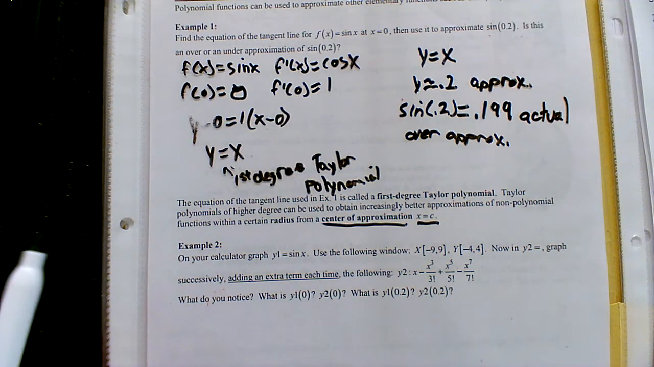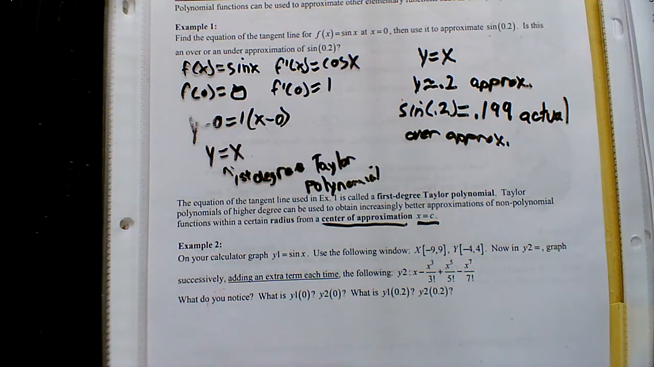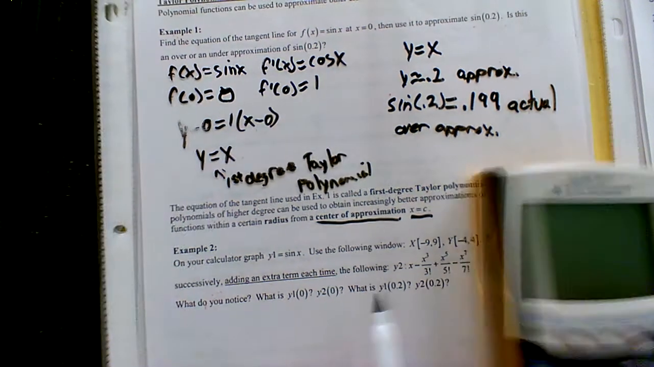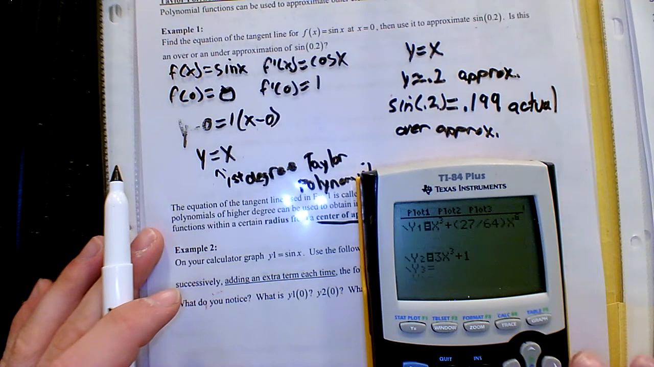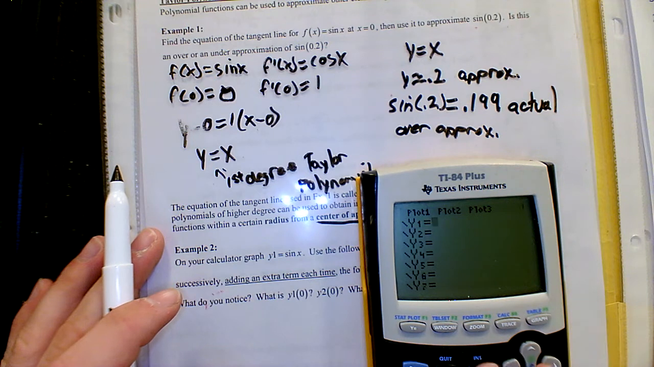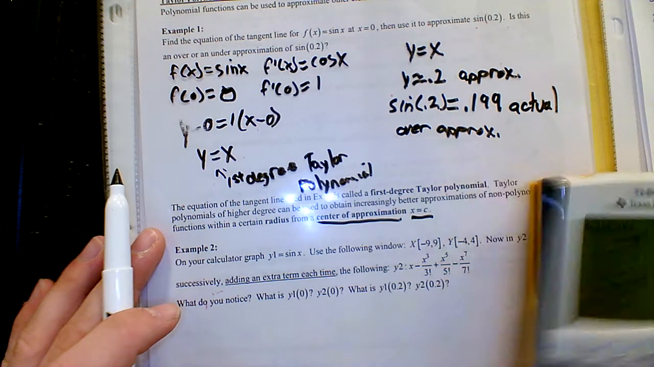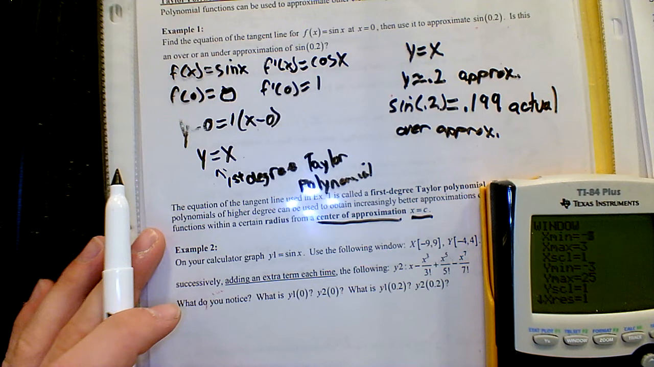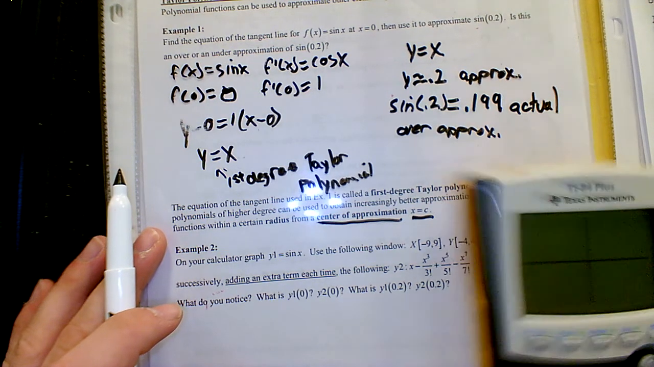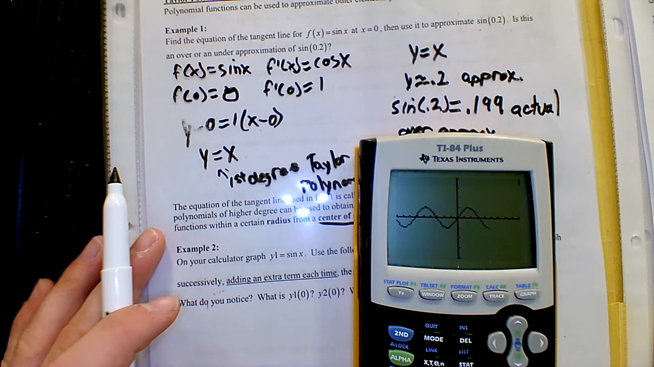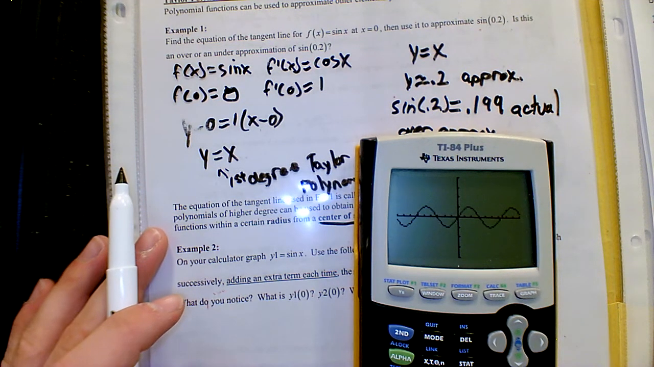On your calculator, graph in y1 equals sine x and use the following window. Then in y2, graph successively, adding an extra term each time. First, go to y1 and put in sine of x. For the window, we want to go from -9 to 9, and then -4 to 4. This is just with y1 graphed. You should get something like this.